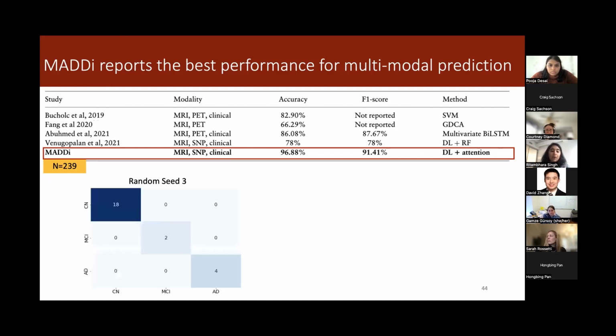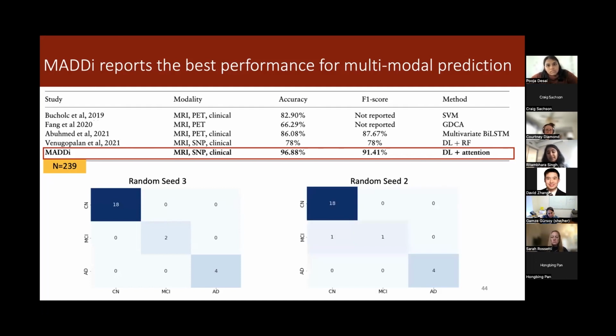And what we found was that for a lot of runs, we actually got 100% accuracy, where all the 3 classes were accurately predicted by the model. However, once in a while, we would see that the model made an error, and it was always the error for the MCI class, not for the Alzheimer's disease or control class. And because the MCI stage is harder to diagnose, we can understand that it could be hard for the model to predict as well.